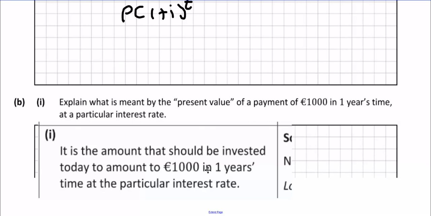So do you remember what I said? That you can invest a lower amount of money than 1,000. For argument's sake, imagine you invested €990 and then in 1 year's time it accumulated up to 1,000. You see what we're saying? Present value of a payment of €1,000 in a year's time basically means what amount of money do you pay today that in 1 year's time, at a particular rate of interest, will amount to €1,000.